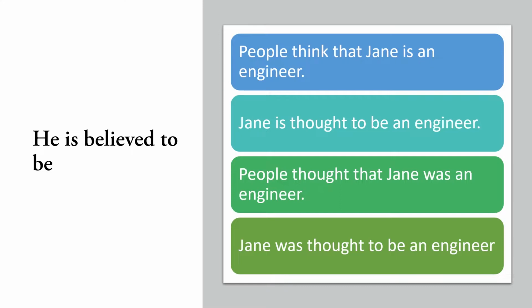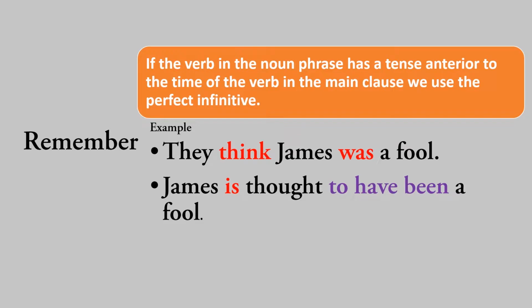If the verb in the noun phrase has a tense anterior to the time of the verb in the main clause, we use the perfect infinitive. So let's look here. They think James was a fool. Think is the simple present. James was a fool, that's before.